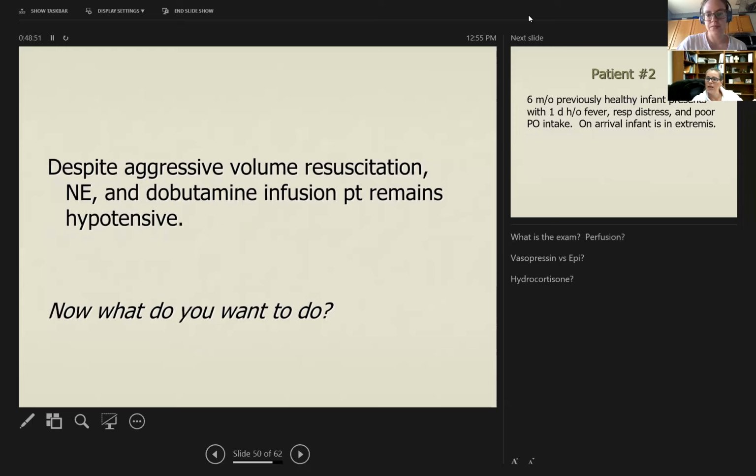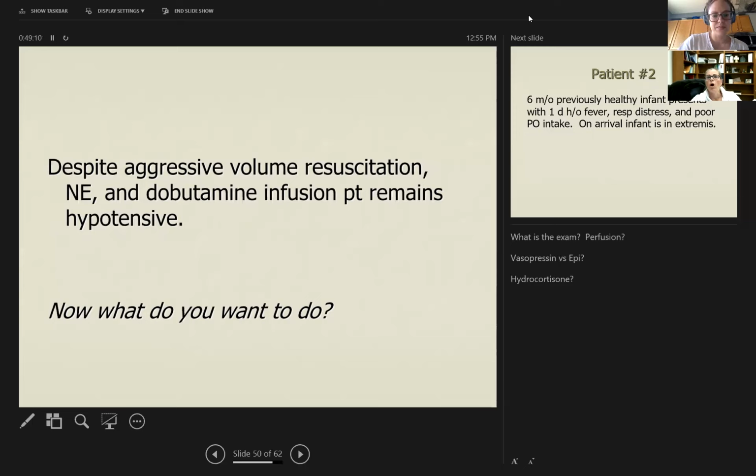Remember, we talked about patients who are critically ill like this being vasopressin deficient, and that vasopressin, adding that in, will sensitize the patient to our other standard inotropes as well. So usually we'll add vasopressin sort of as our next step here.